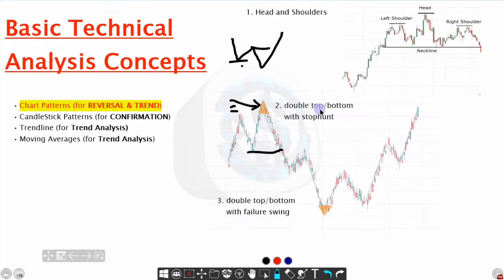So the first one was a stop on. This move right here, when it broke out, it caused more people to rush into the market to buy the breakout, or when it broke down here, it caused people to rush in to sell the market. So that is a double top and double bottom with a stop on. But right here, this is a double top and double bottom with failure swing.